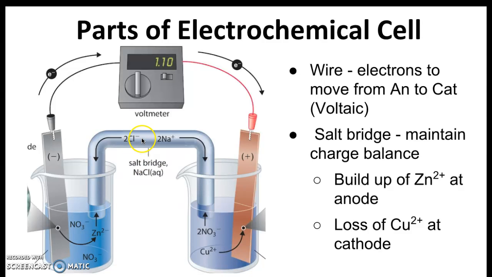You may be asked to determine the flow, or the sign, of the cations and anions from the salt bridge. So it's important to note that at the anode, the anion of the salt will flow into the solution, and at the cathode, the cation of the salt will flow into the solution.